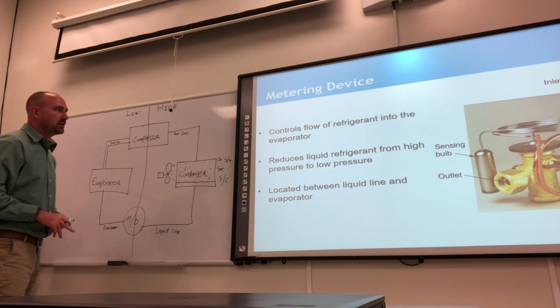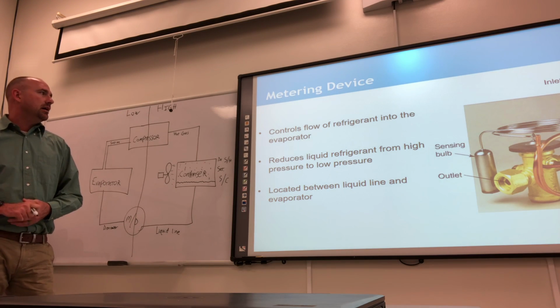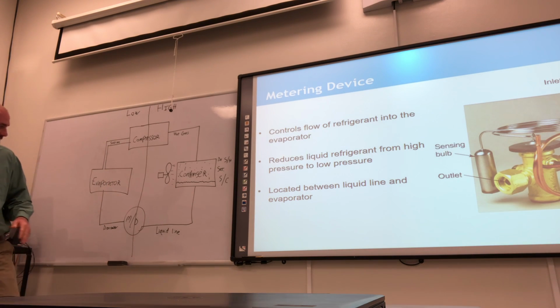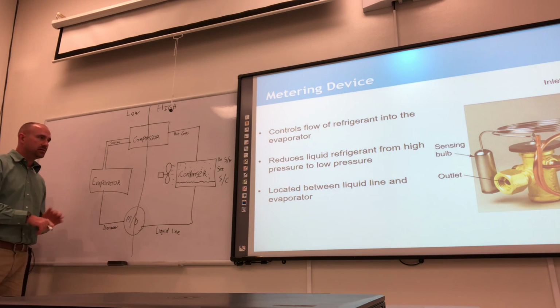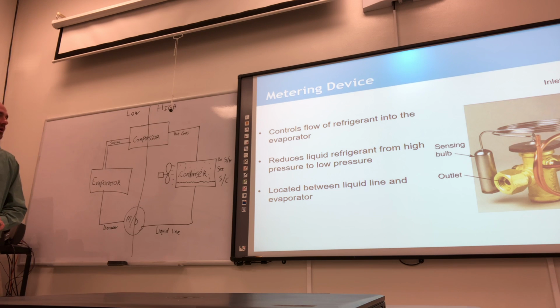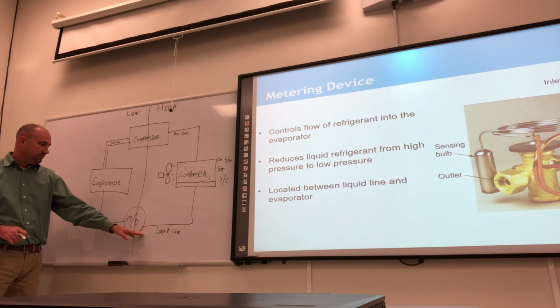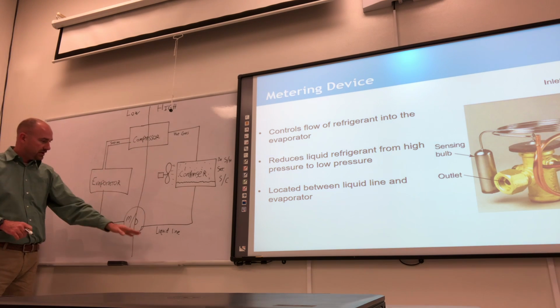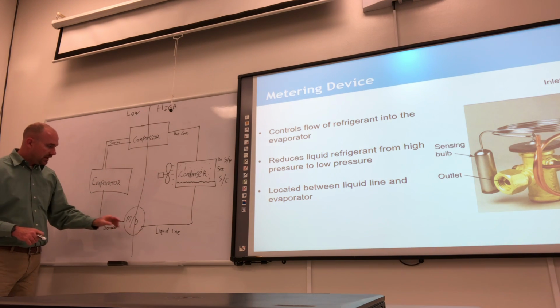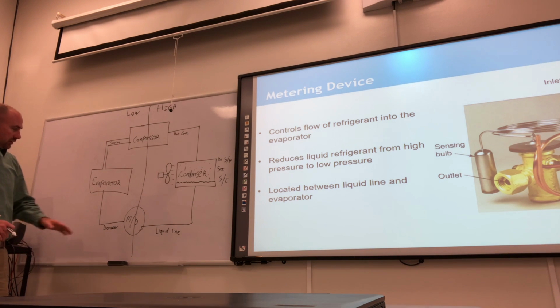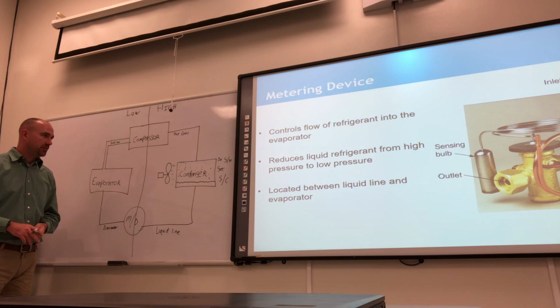Metering device, quick little pic of that right there. It's going to control the refrigerant flow into the evaporator. In other words, it's going to meter the flow. That's why we use the simple term metering device. It's going to send this high pressure liquid. We're still in the high side right here. This has got high pressure liquid, and all of that liquid is going to have to go through a very tiny hole. That's going to create a pressure difference as it moves across it.